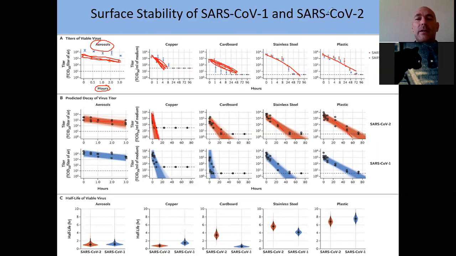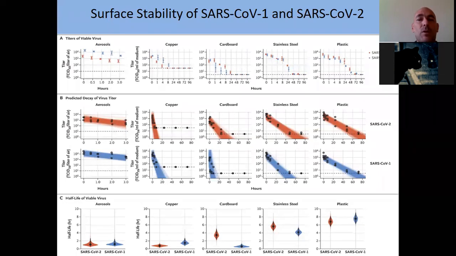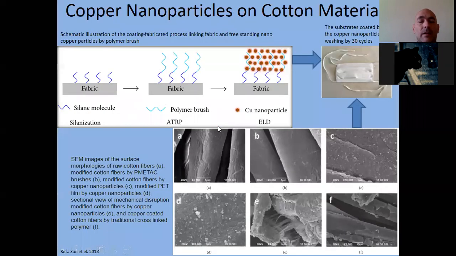And this is the result that really demonstrates that copper surfaces, copper nanoparticles, could be very useful to prevent binding or infection of this virus. Now, this is a product that was reported, and you can see here they actually developed this mask. We have seen this mask, we use them probably every day.